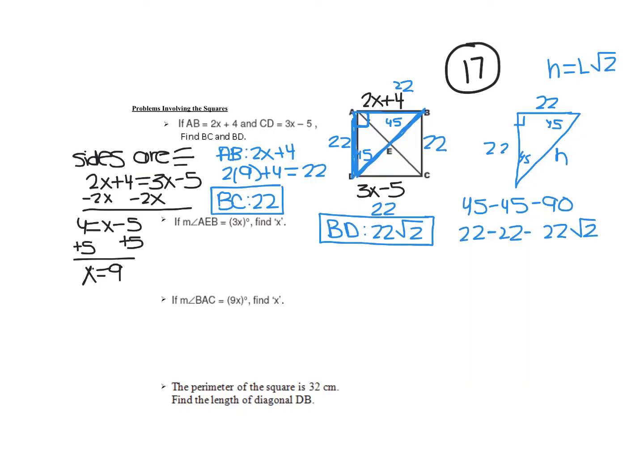If we go on to the next one, find the measure of angle AEB. So I'm going to highlight that in red on my photo. Okay, and we know that because the diagonals are perpendicular, the angle in the middle where the diagonals intersect is going to be equal to 90 degrees. So if that angle is 3x and it's equal to 90 degrees, that means that x is going to be equal to 30 degrees.